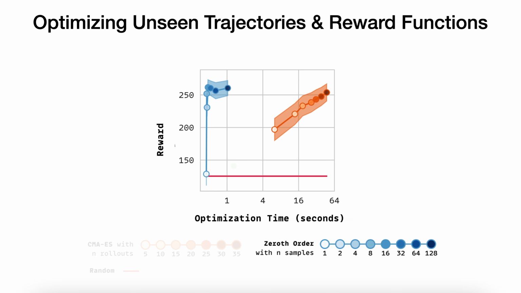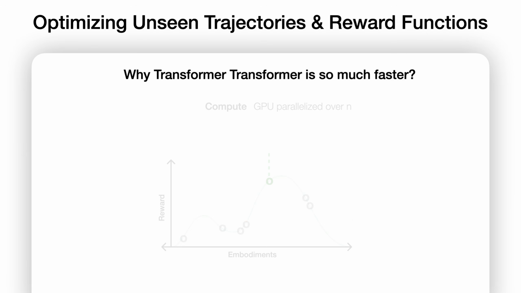We can also let our model sample more designs before returning the best one, taking more time to get better performance. However, even when our model uses 128 samples, it finishes in less than a second. Why is our formulation so much faster?